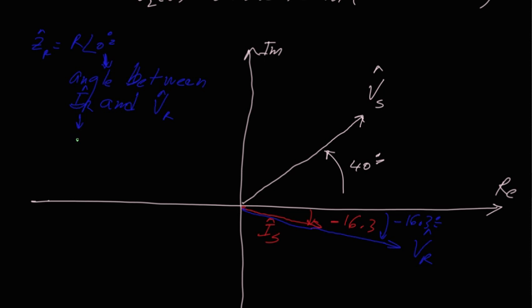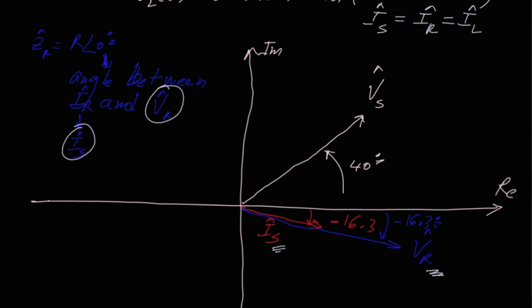Now, IR is IS. This is very simple, the same current. So in our circuit, we could say that IS, the current flowing from the source, is the same as the current flowing through the resistor, and is also the same as flowing through the inductor. So they're all the same. So IR and IS are the same, so I would expect IS and VR to have an angle of 0. And lo and behold, that's the case in here. This is minus 16.3, this is minus 16.3. So this squares with everything that we said all along.